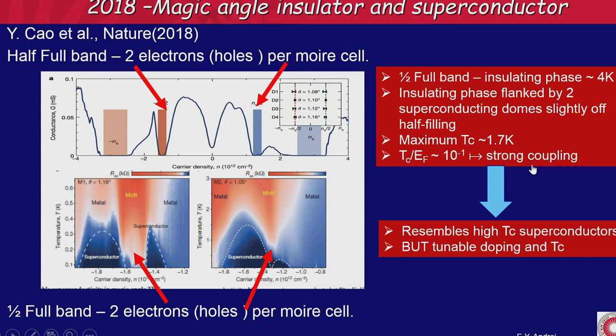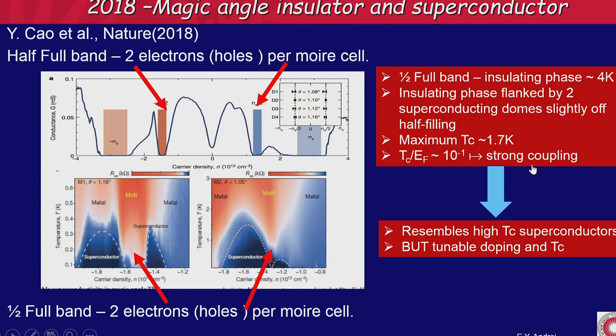There should be an ns over 2, half full band here on the electron side, half full band on the hole side. This is conductance, and you see that it goes to 0. So they have an insulating phase here. And this is what I call poor man's STM. But you see definitely there is a gap here, which goes away with magnetic field for some reason.